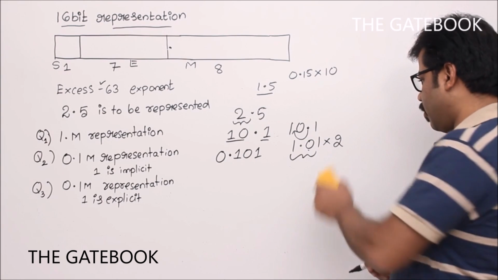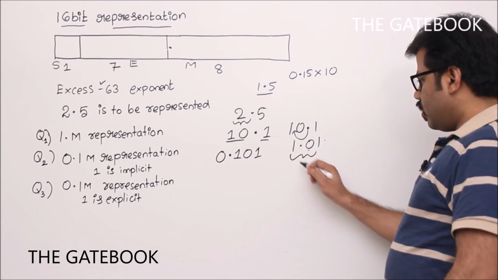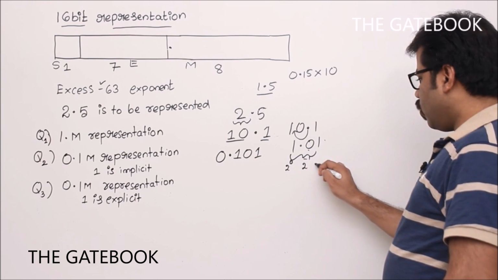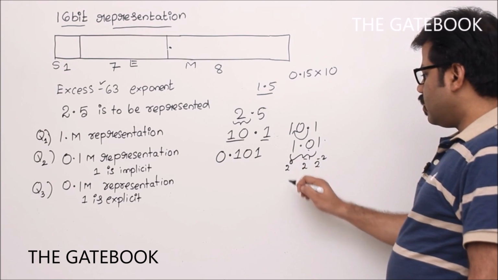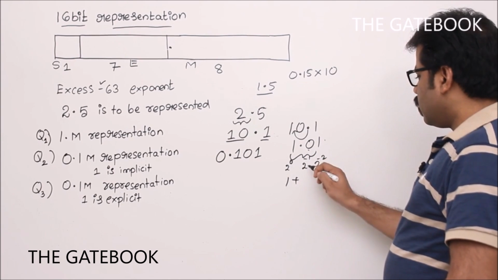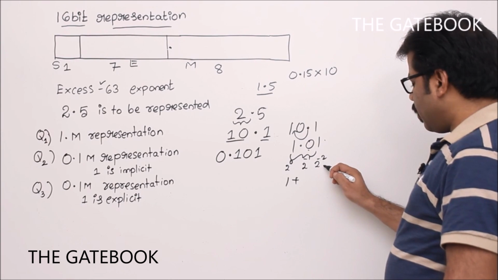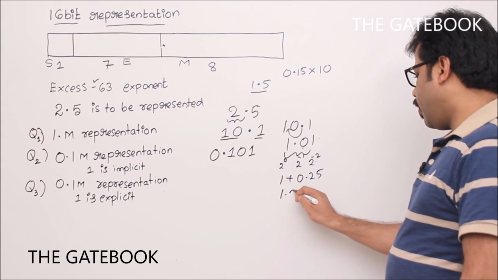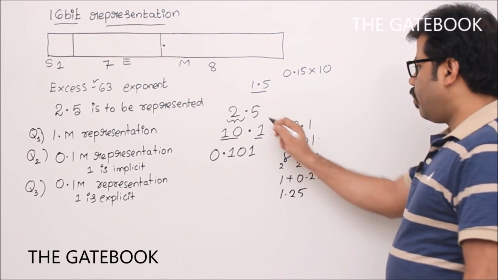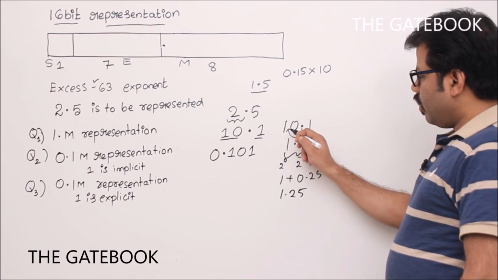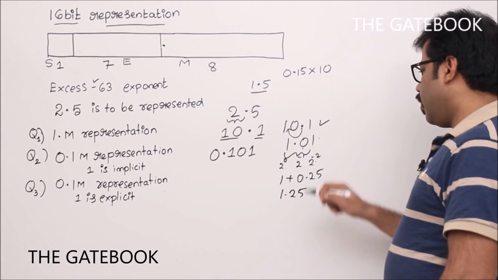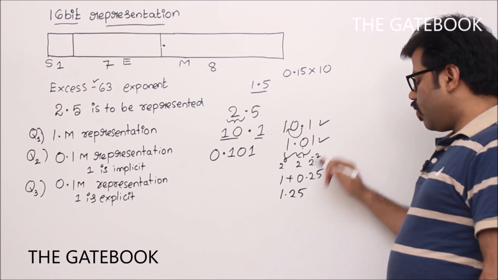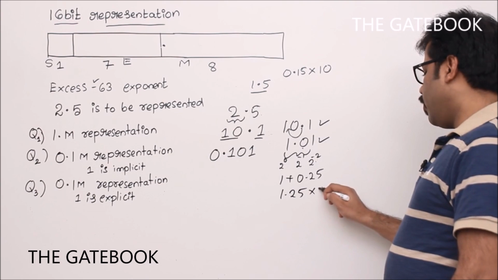Check it out. Example, what is 1.01? This is the binary version, remember. So 1.01 is nothing but 1, whose weightage is 2 power 0, then 2 power minus 1, 2 power minus 2. Let us simplify. This is 1 plus 2 power minus 2, that means 1 plus 0.25, which is 1.25. So to represent 2.5 we used 10.1, perfect. But whenever I shift this point to the left, I get 1.01, but 1.01 is only 1.25. So 1.25 into 2 is 2.5.